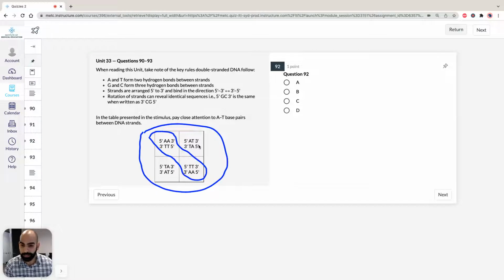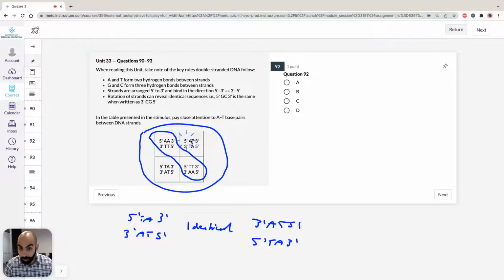So let's see if these sequences are different. So how about we just write it down? 5' TA 3', 3' AT 5'. So the sequence that's going to be identical should be, so if we take a look, 3' AT 5', this side should be 5' TA 3'. So are they the same? So let's have a look. So we did this side. Is this the same as this? So we've got 3' AT 5', so that's 5' AT 3', and 5' TA 3'.